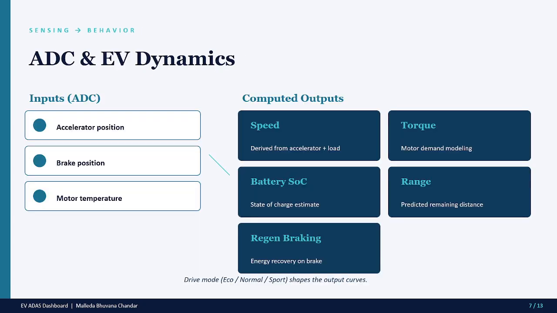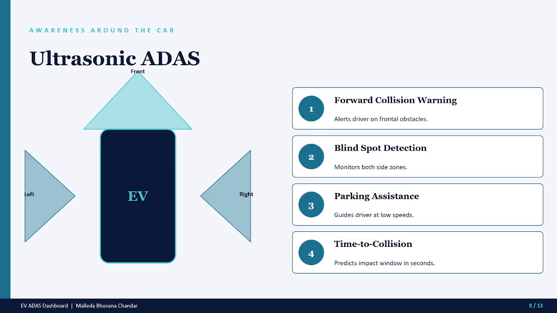The accelerator, brake, and motor temperature are simulated using potentiometers connected to ADC channels. The ADC converts analog voltages into digital values. The EV controller module uses these values to calculate torque, vehicle speed, battery state of charge, remaining range, and regenerative braking. Different drive modes such as ECO, normal, and sport change the vehicle performance.